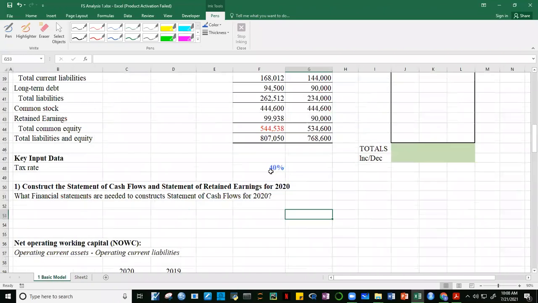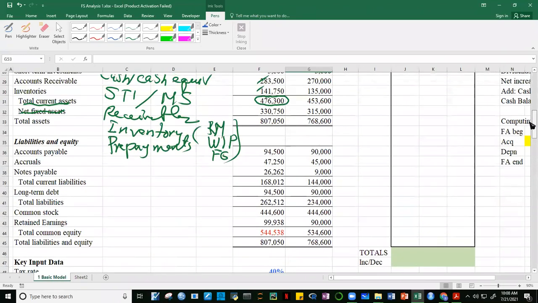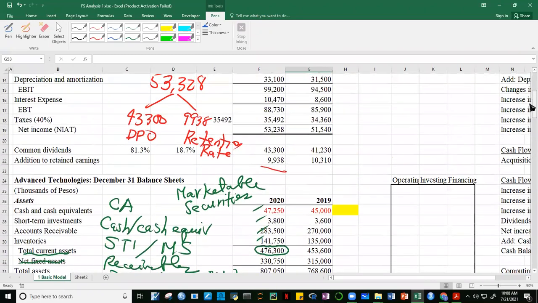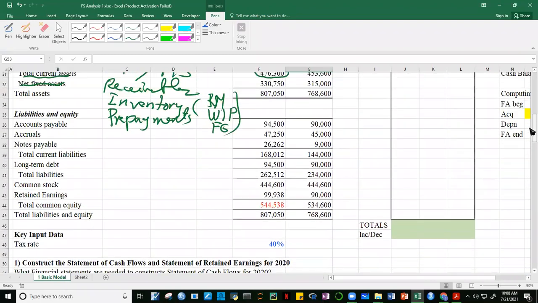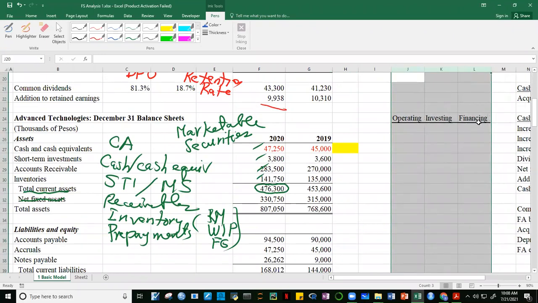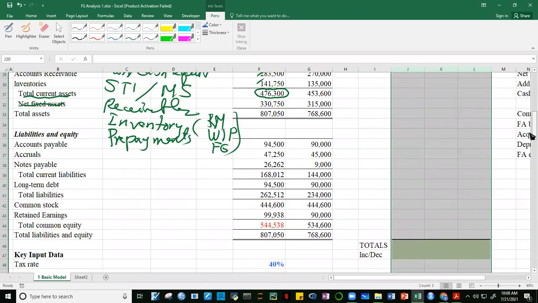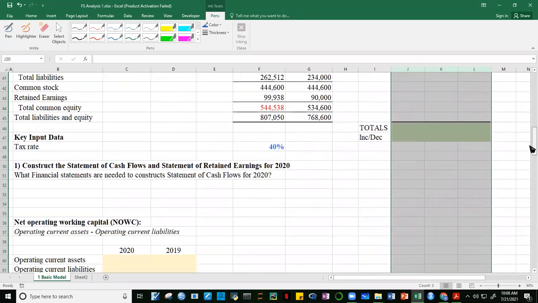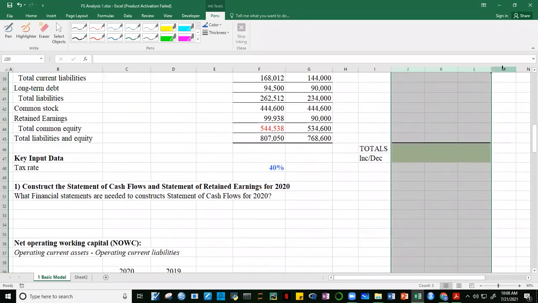Okay, the best way, guys, to create your statement of cash flows is to come up with a template. So ito yung template natin. Lalagay natin siya under operating, investing, and financing. Okay, I'll teach you how to do this. Okay. So dito na tayo, no?